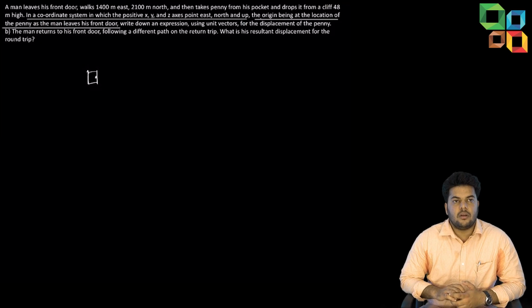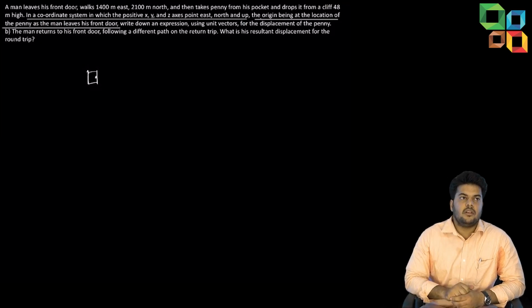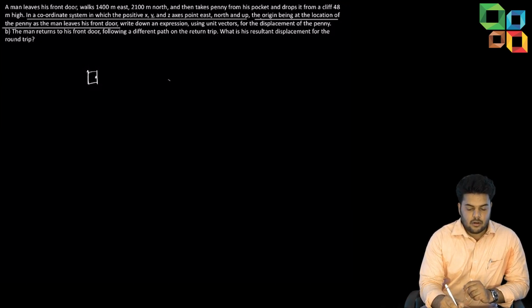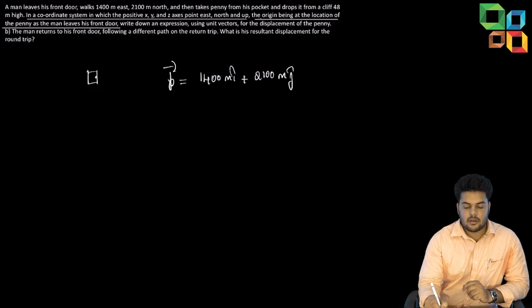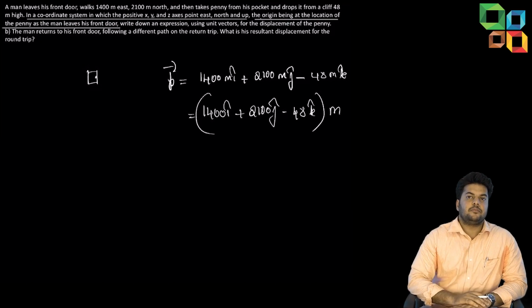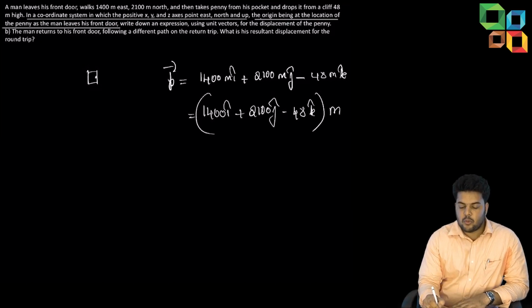So the displacement of the penny along the downward direction would be 48. So the vector looks something like this. The vector of the penny, let me write it as P vector, is 1,400 meter i cap plus 2,100 meter j cap minus 48 meter k cap. Usually we write the meter at the end: 1,400 i cap plus 2,100 j cap minus 48 k cap. We put a bracket there and we write meter.